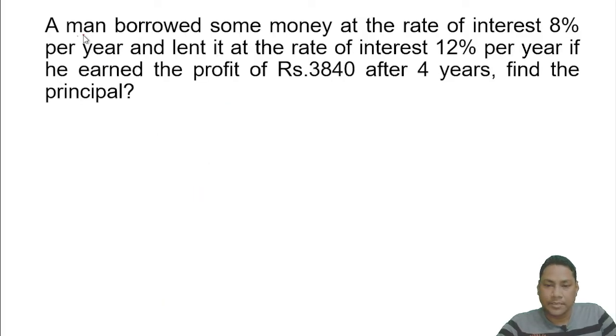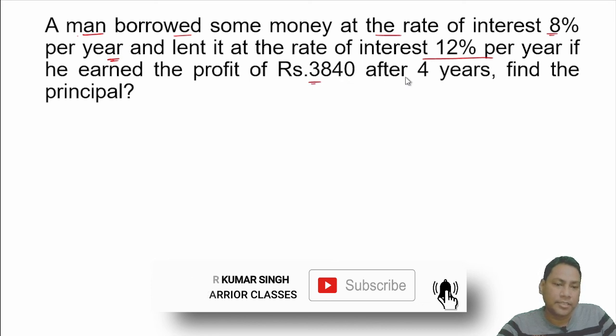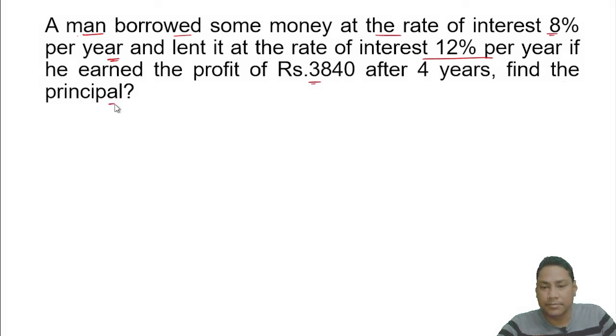In this question they have asked, a man borrowed some money at the rate of interest 8% per year and lent it at the rate of interest 12% per year. If he earned the profit of 3,840 after 4 years, find the principal. The man is very clever. So the clever man has borrowed some amount at the rate of 8% per year from someone and lent it to another person at the rate of interest 12% per year, and he takes 12% from the persons and gives back 8% to the lender.